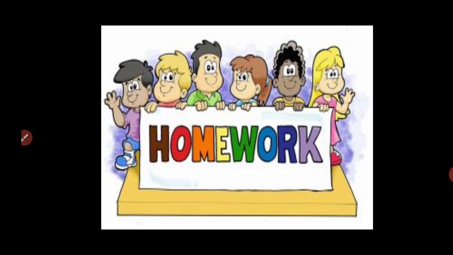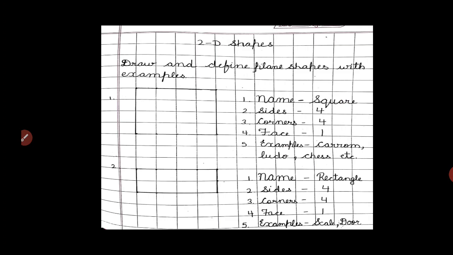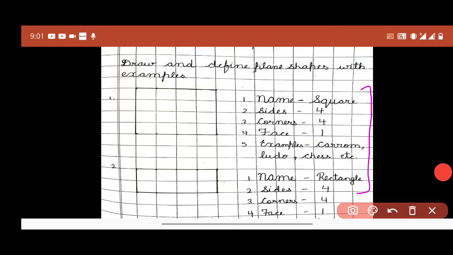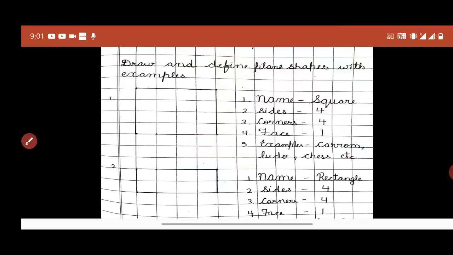Moving on, the homework. Children, for your homework, you have to draw these shapes in your notebook and also write the facts related to each shape neatly. For example, this is a square. So you have to write the name of the shape along with the information that we just read about each shape. The sides, 4, corner, 4. It has one face. Always remember, children, any 2D shape has only one face. Write some examples related to square. This is what you have to do in your notebook.